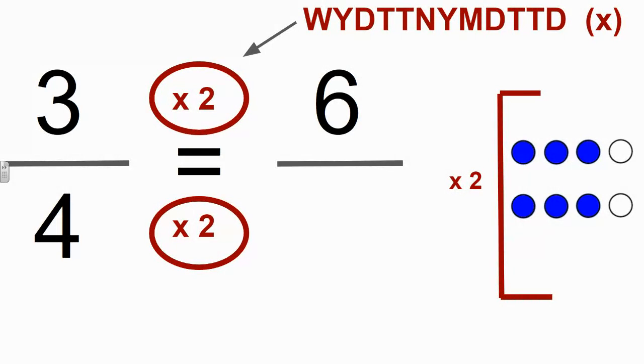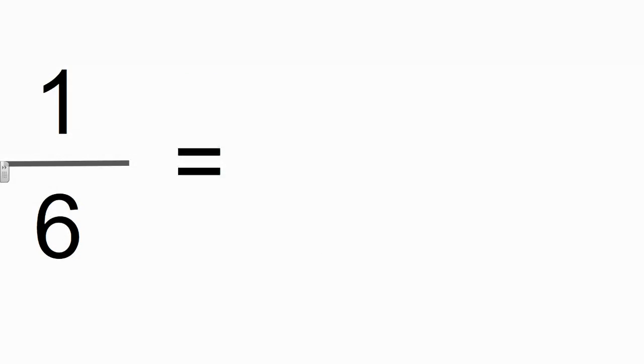And 4 times 2 is 8. Because again, 3 times 2 is 6, 4 times 2 is 8. I did the same thing to the numerator that I did to the denominator, meaning I made the fraction look different and sound different, but stay worth the same amount. All right, I guess I have one more here.